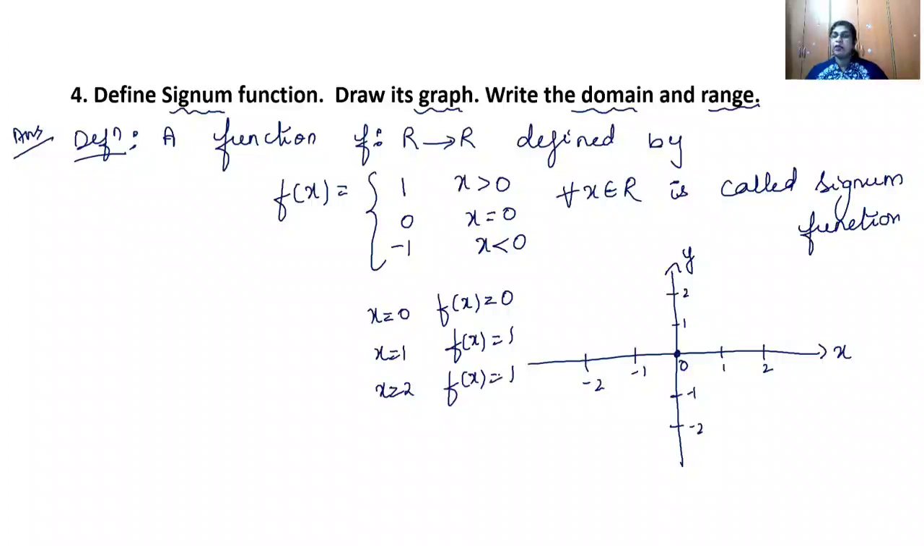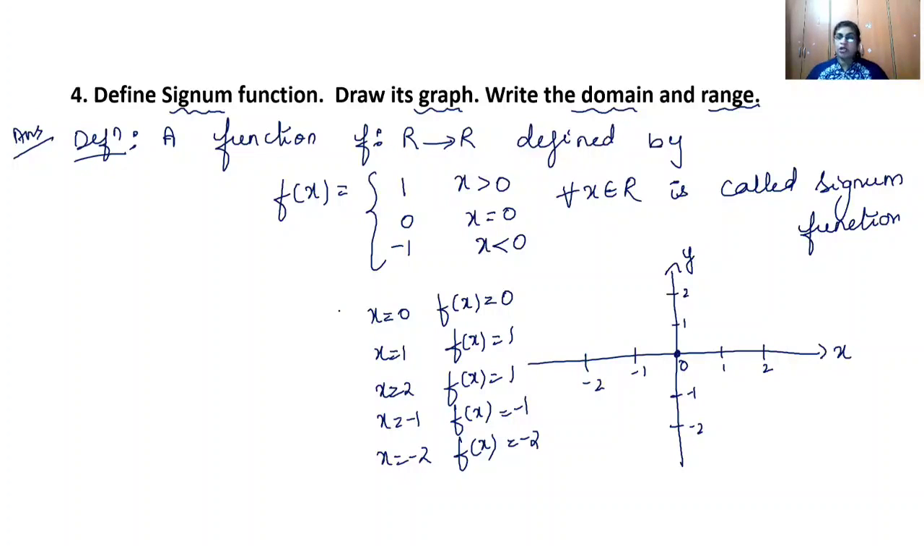It is also 1 because it is greater than 0. So the answer is equal to 1. Next, suppose I take negative x as -1, then f of x is equal to -1. When x is equal to -2, again it is a number less than 0, f of x is also equal to -2.